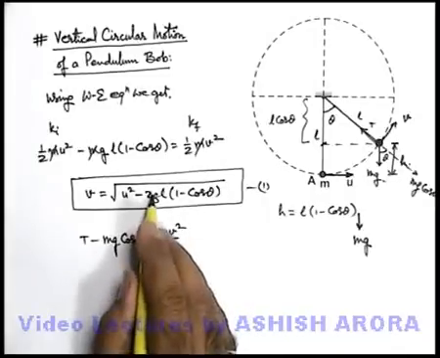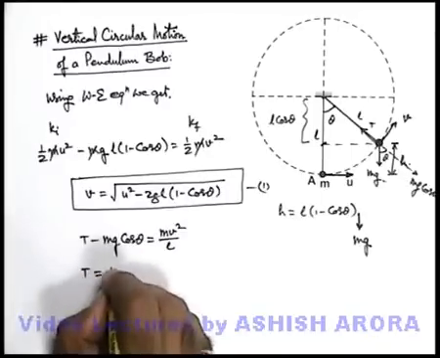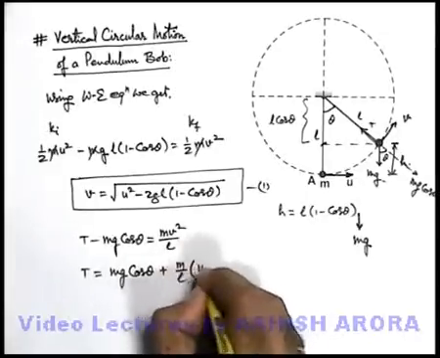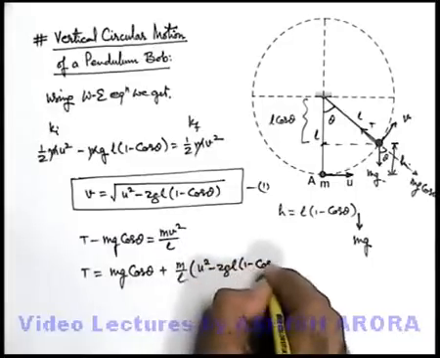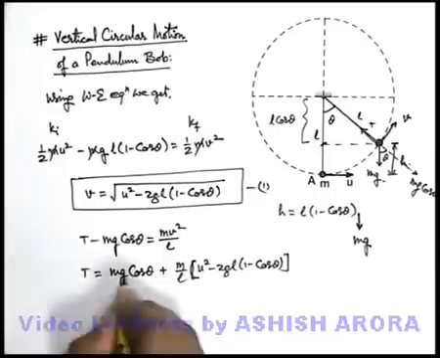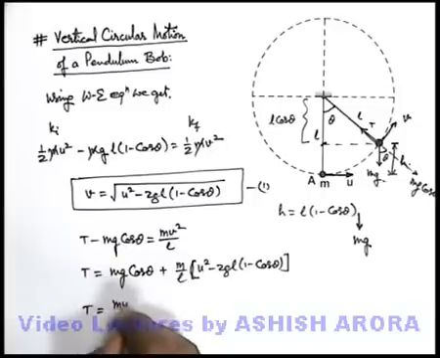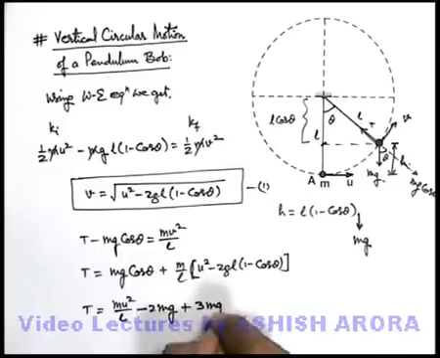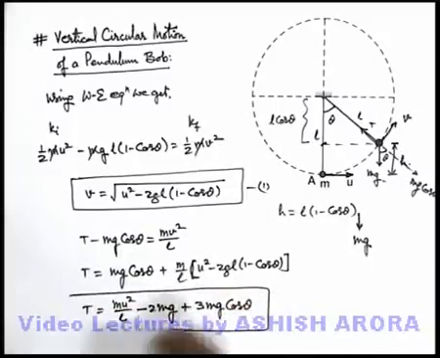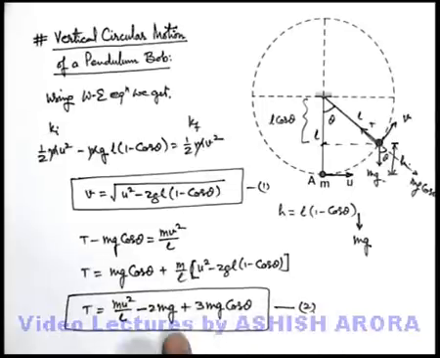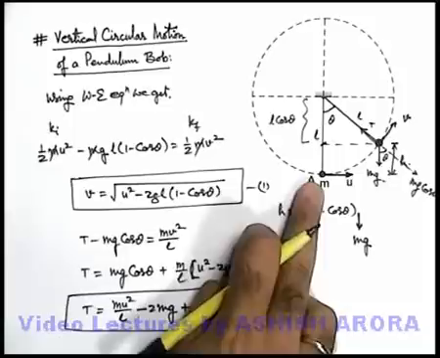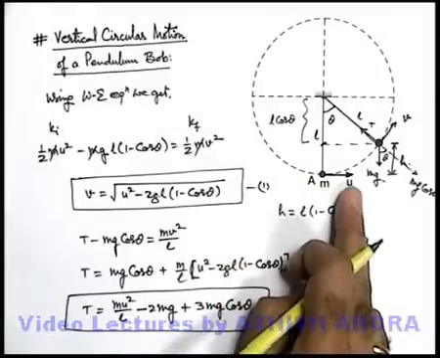If we substitute the value of this speed over here, we'll get T is equal to mg cos theta plus m by L into v square, that is u square minus 2gL into 1 minus cos theta. On simplifying, we'll get T is equal to mu square by L minus 2mg plus 3mg cos theta. This is equation number 2, which is also a very useful relation, which gives us the tension in a string at an angular displacement theta if the bob is thrown from the bottommost position with initial horizontal velocity u.